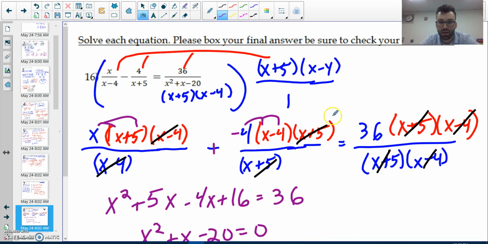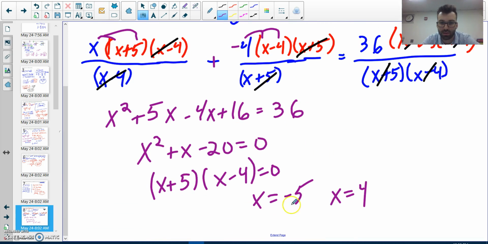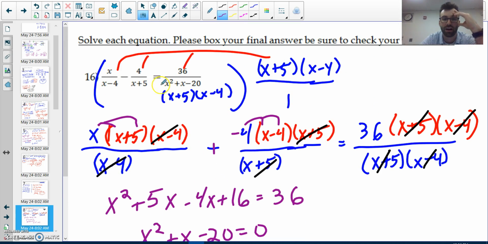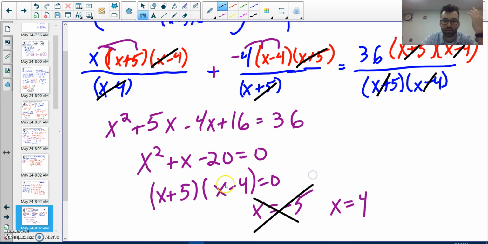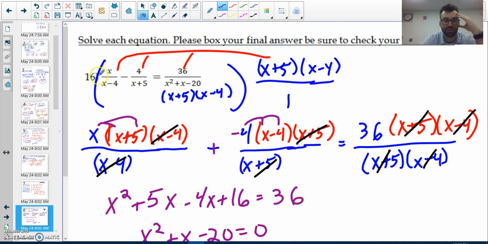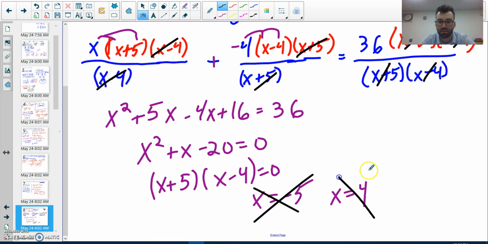Now, we must check for extraneous solutions. So if I plug in negative 5 right here, I get negative 5 plus 5, which is 0. Can't divide by 0, so negative 5 is out. Some of you may already see it. If I plug in 4, 4 minus 4 gives me 0 as well, so 4 is out.